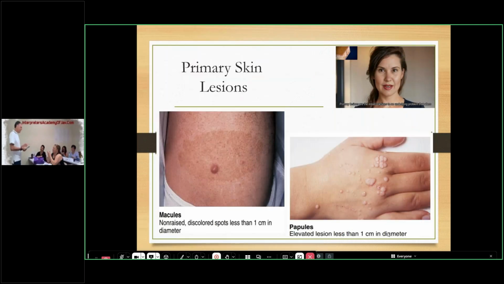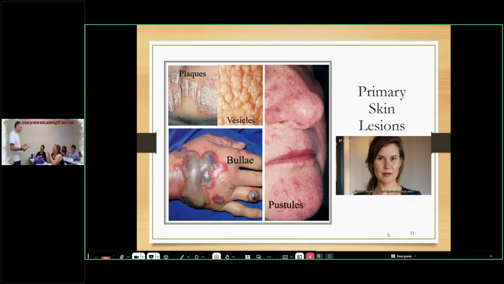Primary lesions are the initial reactions to an underlying problem that alters one of the structural components of the skin, such as macules, which are small and non-raised freckles. Papules are small and raised moles. Plaques are elevated and appear as a large patch. Bullae are large blisters, whereas vesicles are small blisters. Pustules are filled with cloudy fluid, or pus.